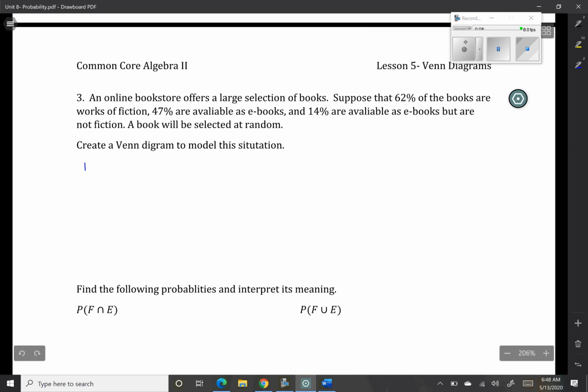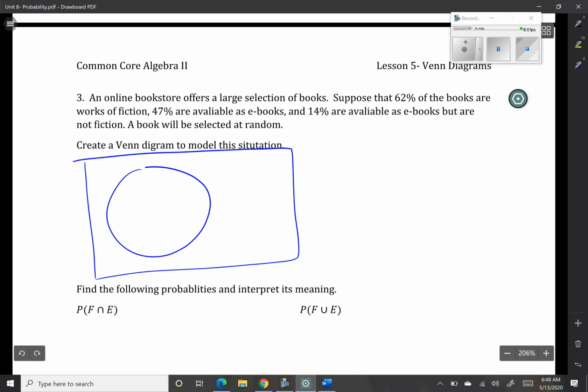So when creating a Venn diagram, we start with the box to represent the total situation, and then we have fiction and ebooks. It says 62% of books are fiction. That would be the entire F circle, so I don't want to start with that number. 47% are ebooks. And it says 14% are ebooks, but not nonfiction. So 14% are ebooks, but not nonfiction. That would go here, right? That's talking about the part of the E circle that's not overlapping with fiction.